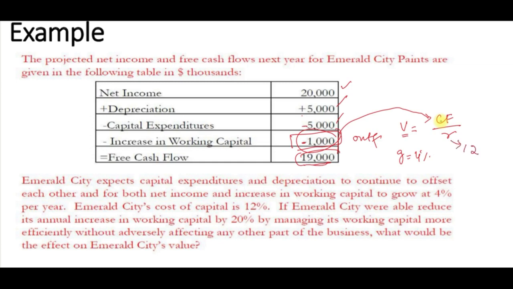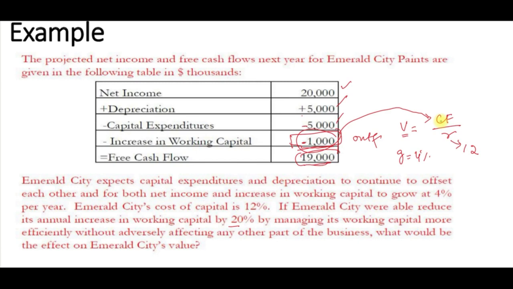If the company is able to reduce its annual increase in working capital by 20%. So now we have a working capital of 1000 and now the company is able to reduce the working capital by 20%, by managing its working capital more efficiently without adversely affecting any other part of the business. What would be the effect on the company's value?